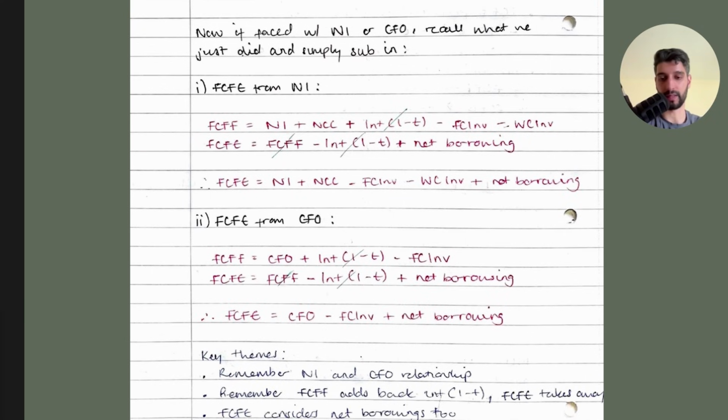So I conclude this by saying, remember these key themes. Remember the net income and CFO relationship. Remember that free cash flow to the firm adds back interest times (1 minus tax rate), whereas free cash flow to equity takes this away, and that free cash flow to equity considers net borrowings too.